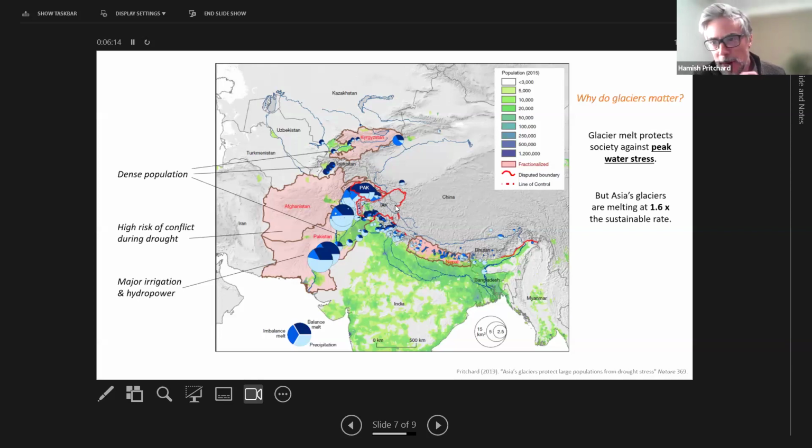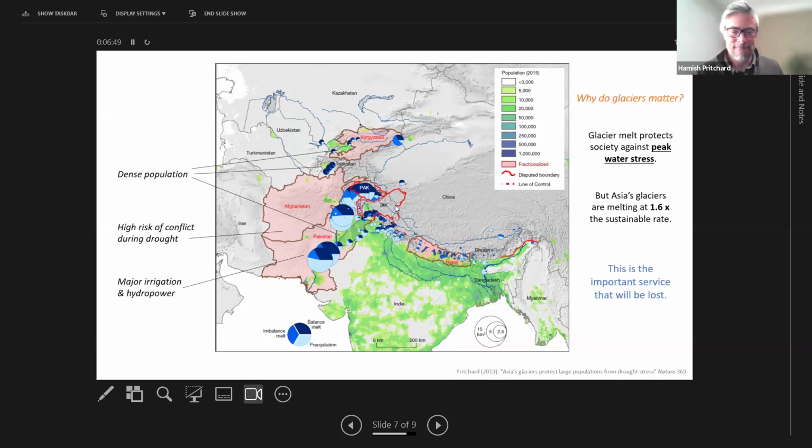But I mentioned that I was showing the balance and the imbalance melt, the sustainable and the unsustainable contribution, in those two shades of blue. The combined total is about 1.6 times the sustainable rate. So this is not a sustainable water supply. And a lot of these developments for hydropower and irrigation and urban expansion and so on are occurring during a period of water glut as these glaciers shrink, and that will not last. So it's this service, protecting society against peak water stress, which will be lost as these glaciers disappear.